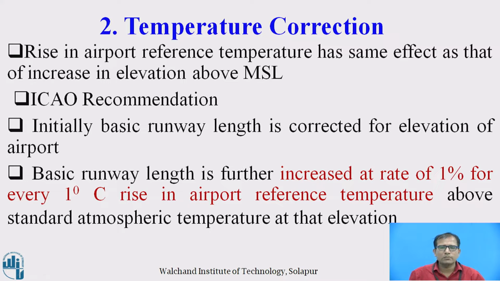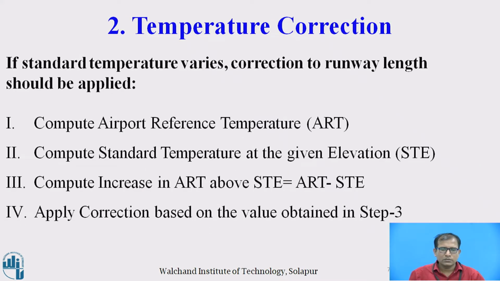As per the ICAO recommendation, the basic runway length corrected after the elevation has to be corrected further at a rate of 1% for every 1 degree rise in the airport reference temperature above the standard atmospheric temperature at that elevation. So these are the steps for applying the correction.